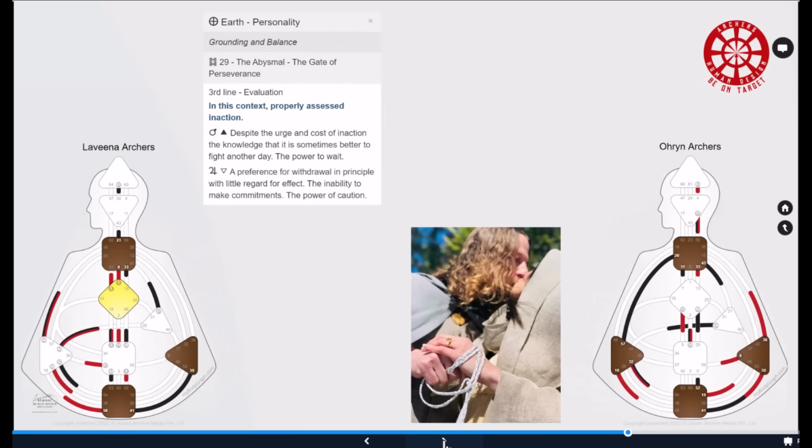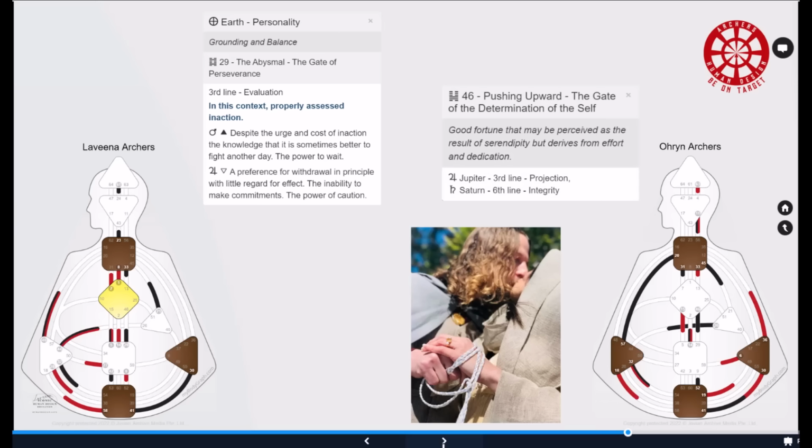So this is where we had challenges. When it comes to this relationship, Lavina has evaluation in either the power to wait or the power of caution. Both are about waiting, kind of a mirror to the trait 5, gate 5, which is about waiting. What happens in dynamic with Orin, because he has Jupiter in that dynamic of the 46, what you'll notice is instead of the power to wait, now we have Lavina with the power of caution and the inability to make commitments.